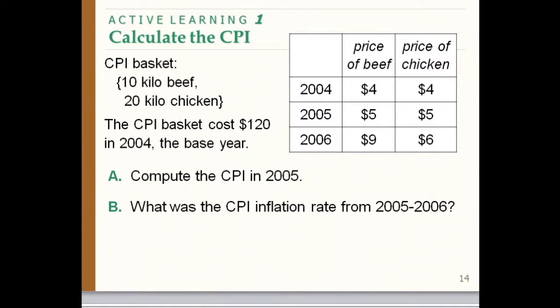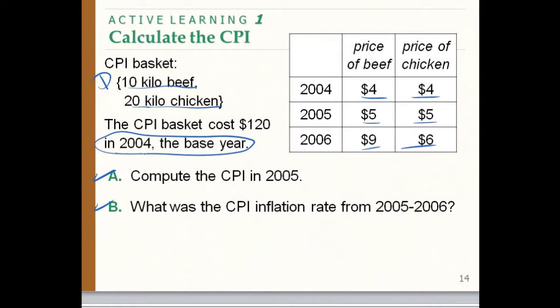Here is a great opportunity to do some more practice using all steps previously explained. Try to find the following two requirements on your own. You can note that the first step, which is fixing the basket, is already given. So the fixed basket here is 10 kilos of beef and 20 kilos of chicken. The prices for the second step are also given in the exercise for the beef and the chicken for the 3 different years. The base year that will be used to find the cost of basket is given too.